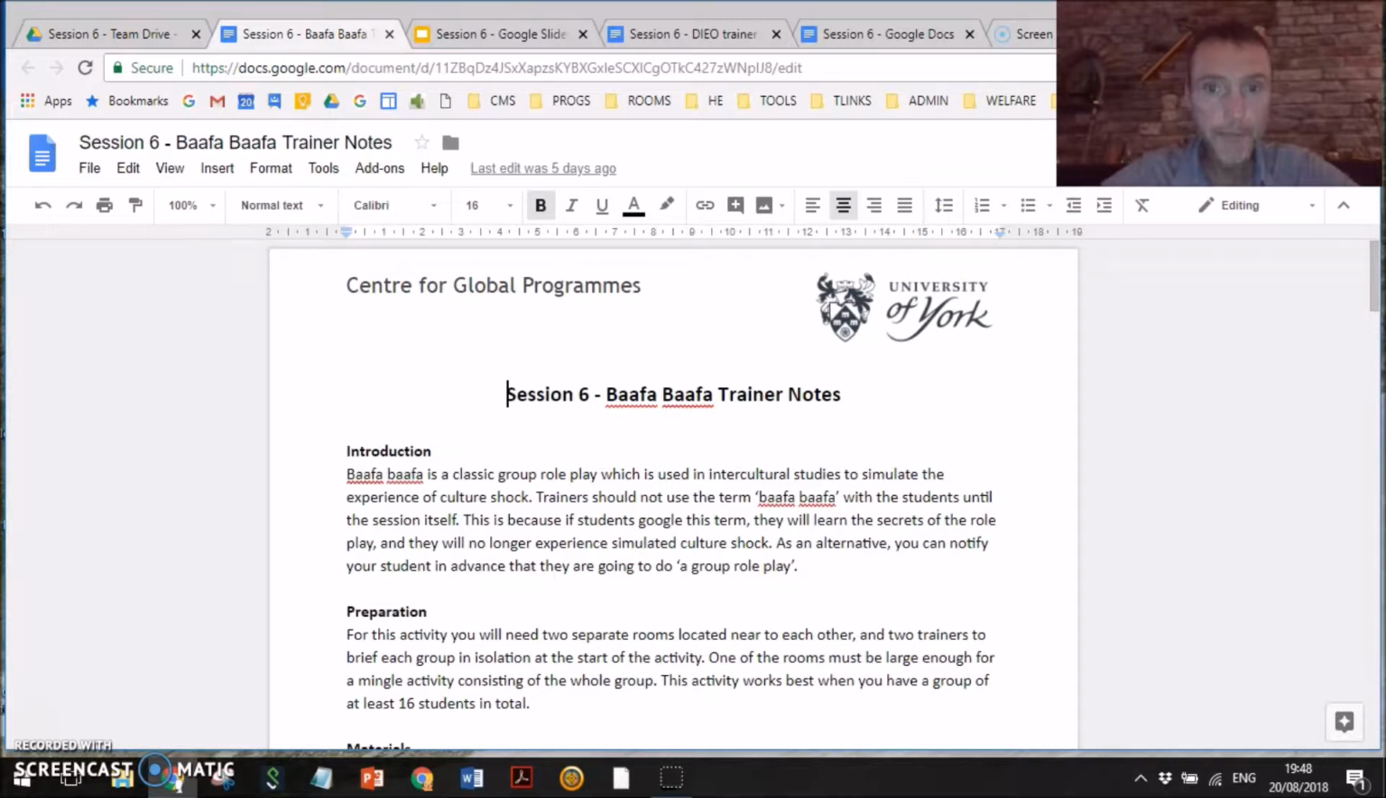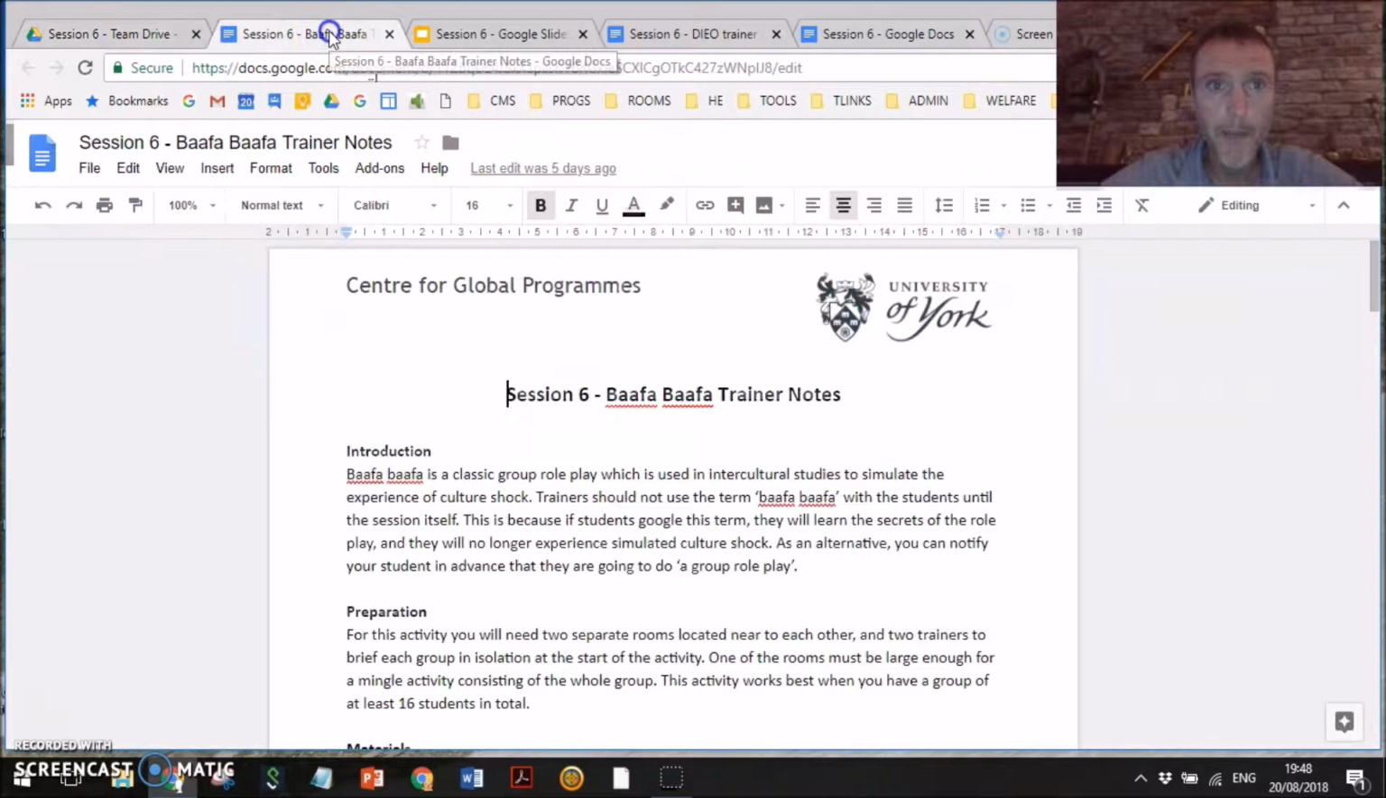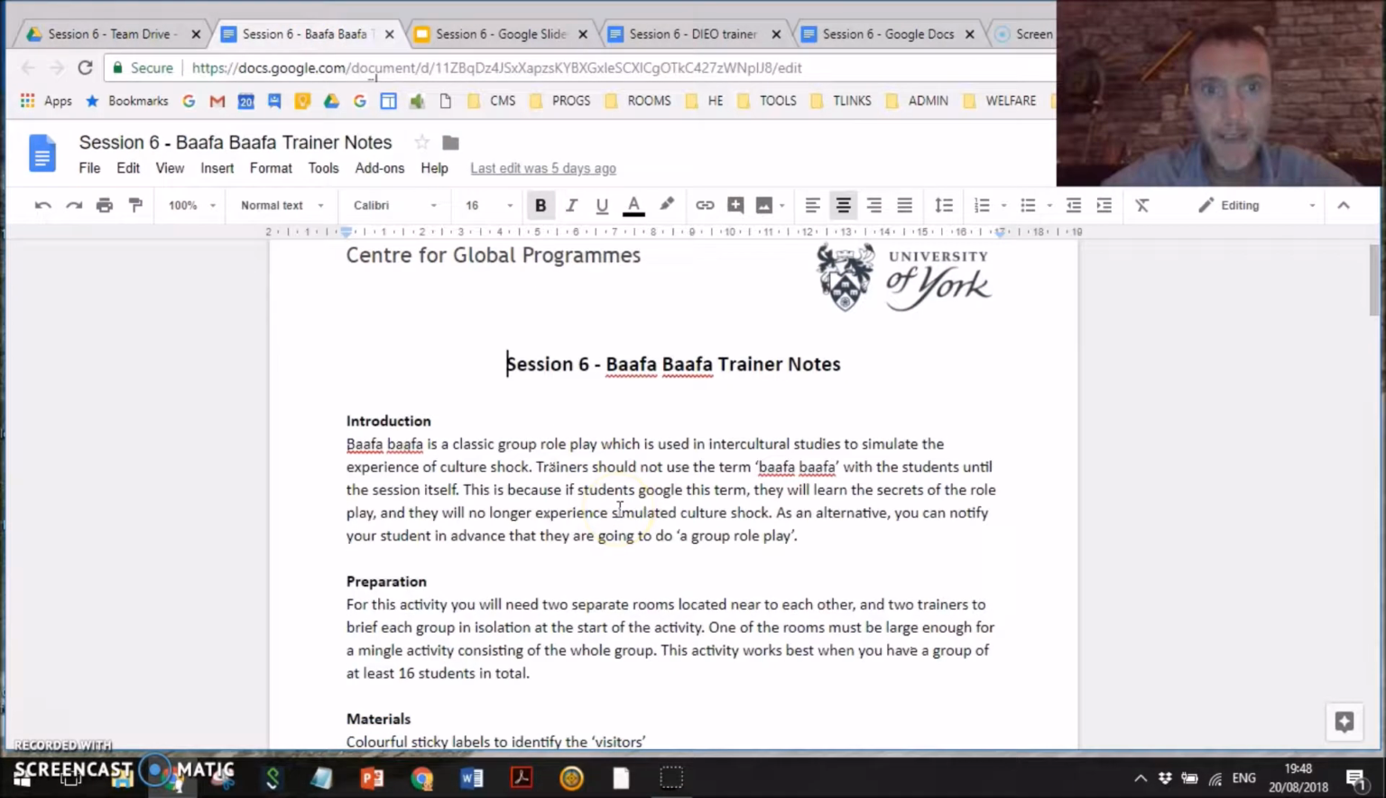This is session 6, and the materials are in the usual place, and they look something like this. Now, this session is a little bit different from other sessions in the sense that it's mainly a role play. This role play is called Bafa Bafa, and this document called Bafa Bafa Trainer Notes tells you exactly how to carry it out.